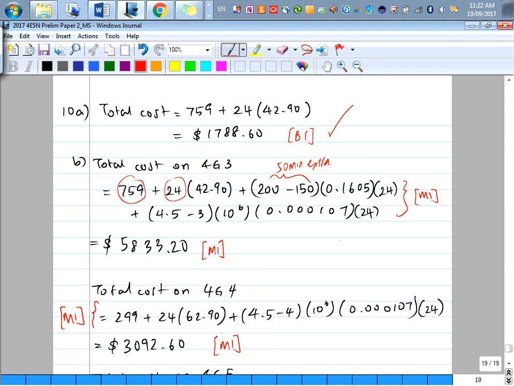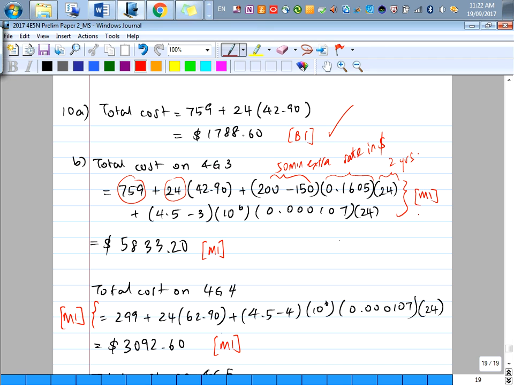Okay, this he has to pay. How much does he pay? For each minute, he has to pay an extra of 16.05 cents. So this is the rate in dollars. But it is not just 1 month. It is for 24 months. So this is for 2 years. This is for the talk time.